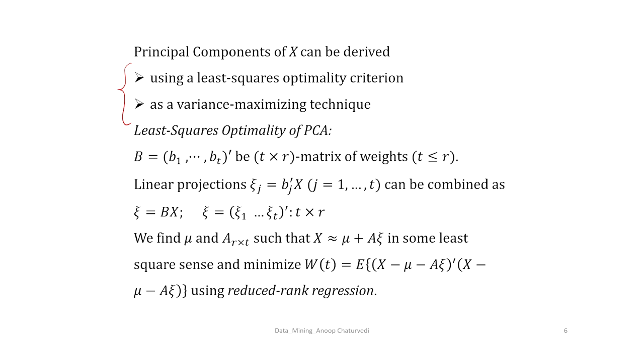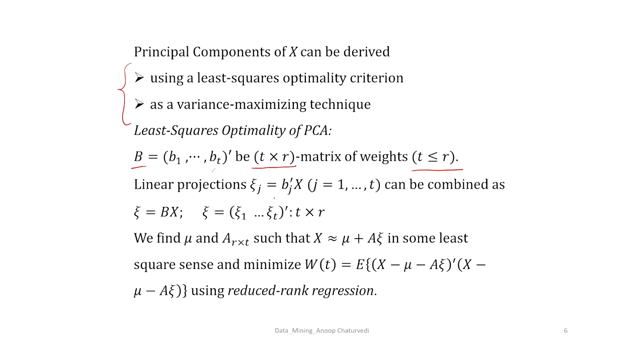Now, first we consider the least squares optimality criterion for obtaining these principal components. So, suppose B denotes the matrix B1, B2, Bt transpose. B1 is the coefficient vector corresponding to the first principal component and so on. Bt is the coefficient vector corresponding to the tth principal component. And we write all these coefficient vectors in different columns and then we take transpose of this matrix. And ultimately, we get matrix B, which is of order T cross R. So, B is a T cross R matrix of weights and obviously, T is less than or equal to R.